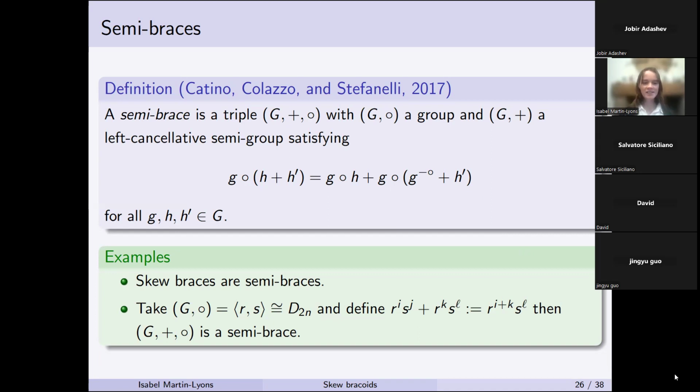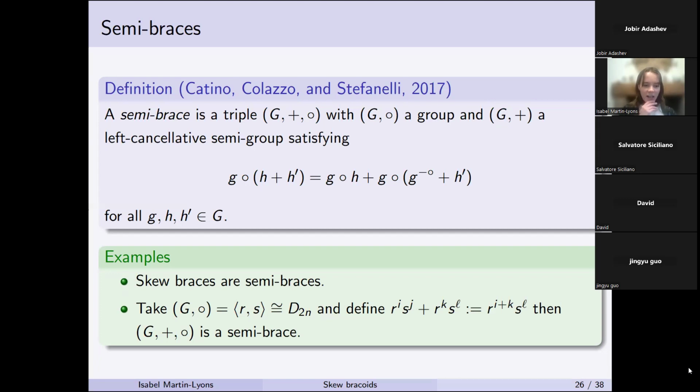All skew braces are semi-braces. It may not be initially obvious, but if you apply the skew brace relation to this second term on the right hand side, then this G cancels with this G inverse, and you end up with the traditional skew brace relation, which is satisfied in the skew brace, therefore this must be satisfied too.